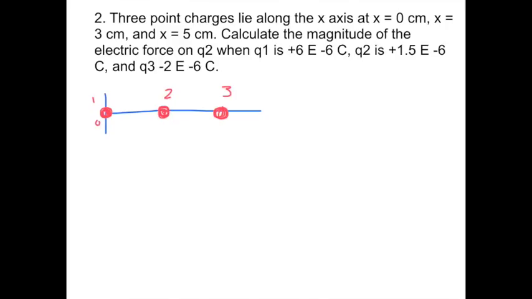This distance is going to be 0.03 meters, because that's 3 centimeters. And then this distance just between 2 and 3 will be 0.02 meters, because 0.03 plus 0.02 is 0.05, which is the total distance. So we're going to start by solving for the force of 1 on 2. We'll call that F 1,2.